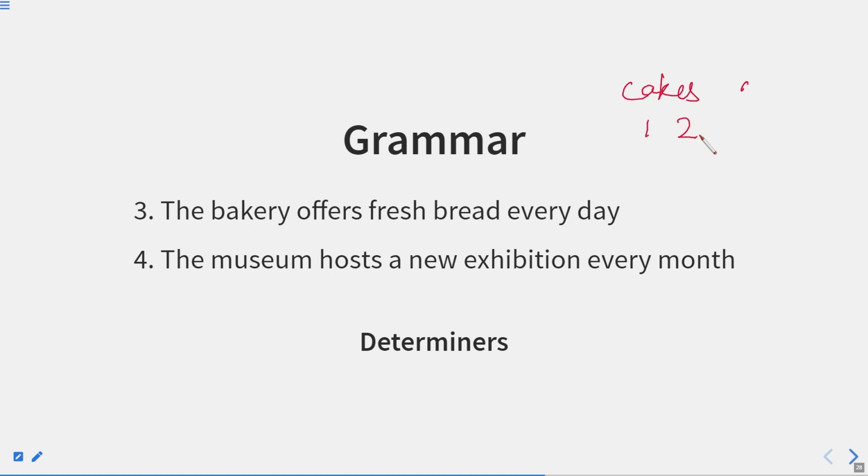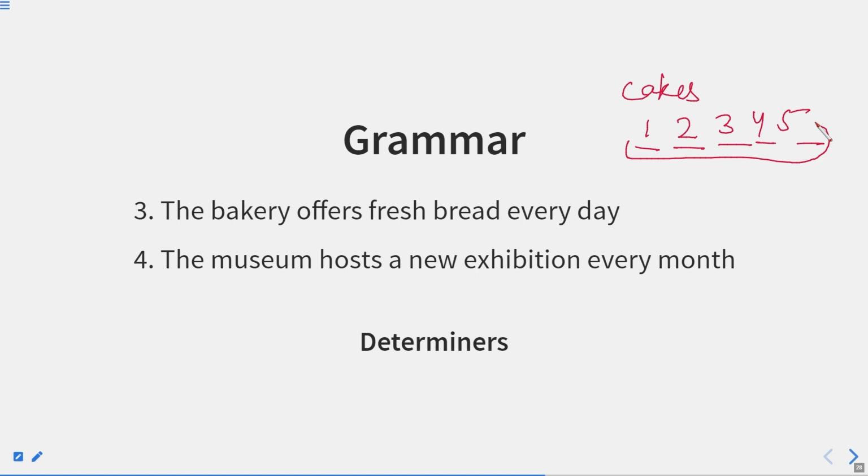First cake, second cake, third cake, fourth cake, fifth cake. If I say every cake has chocolate flavor, it means I'm talking about the first cake, second cake, third cake, fourth cake, fifth cake. And I'm taking them all at once. So every cake has a chocolate flavor. It means I'm talking about every. It means all the cakes.